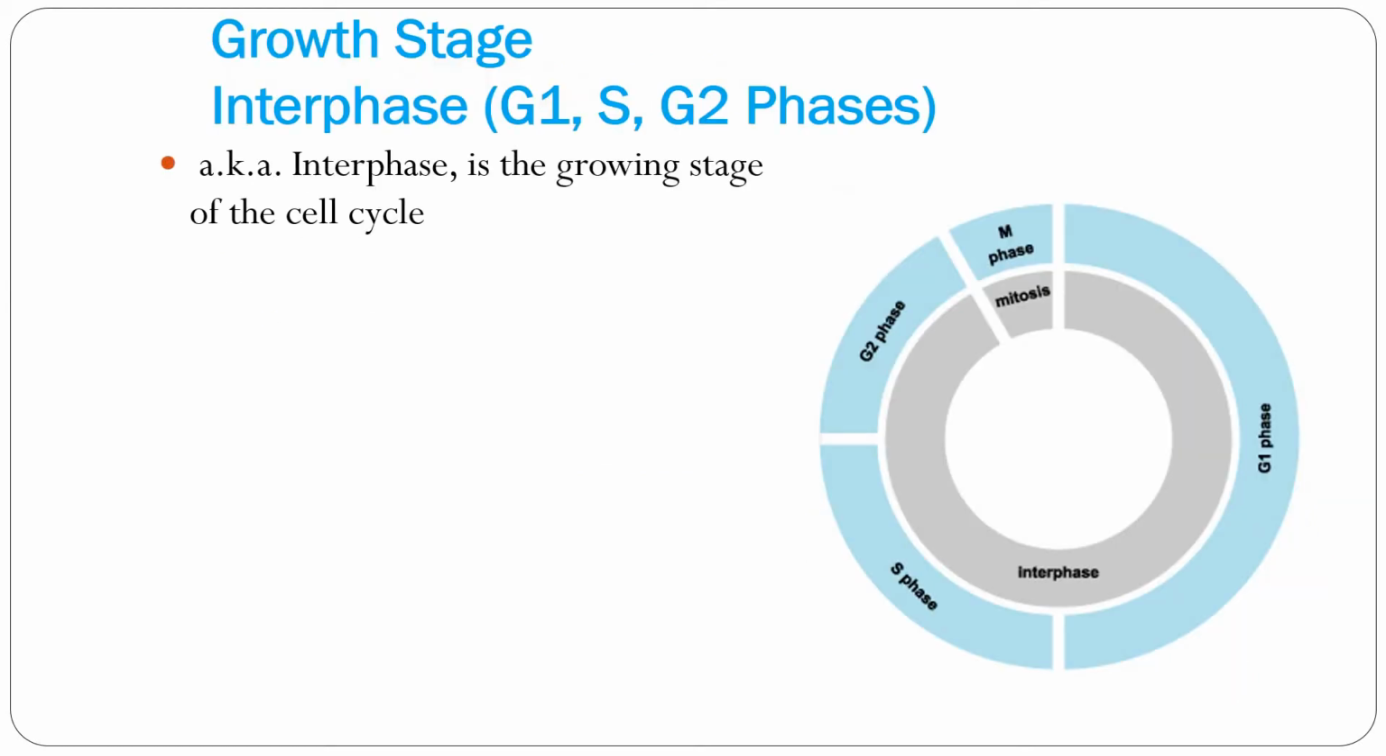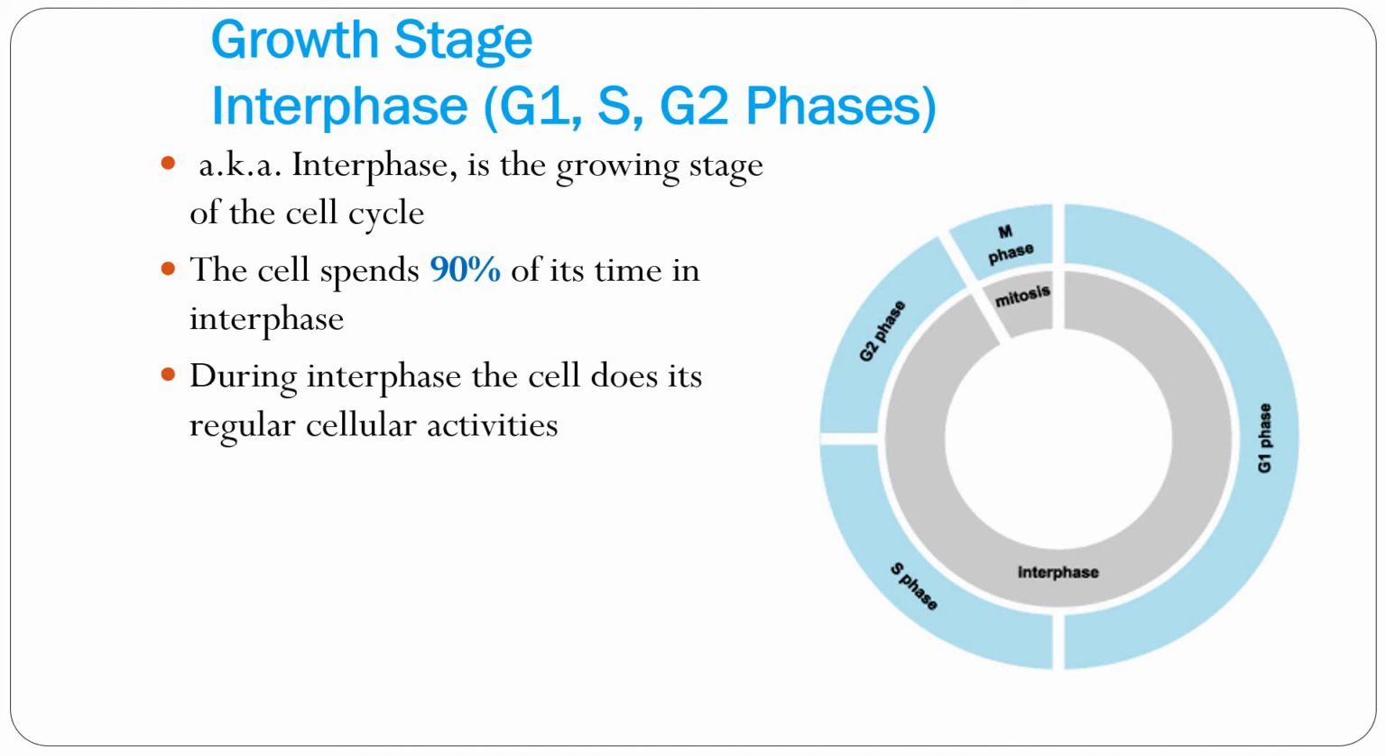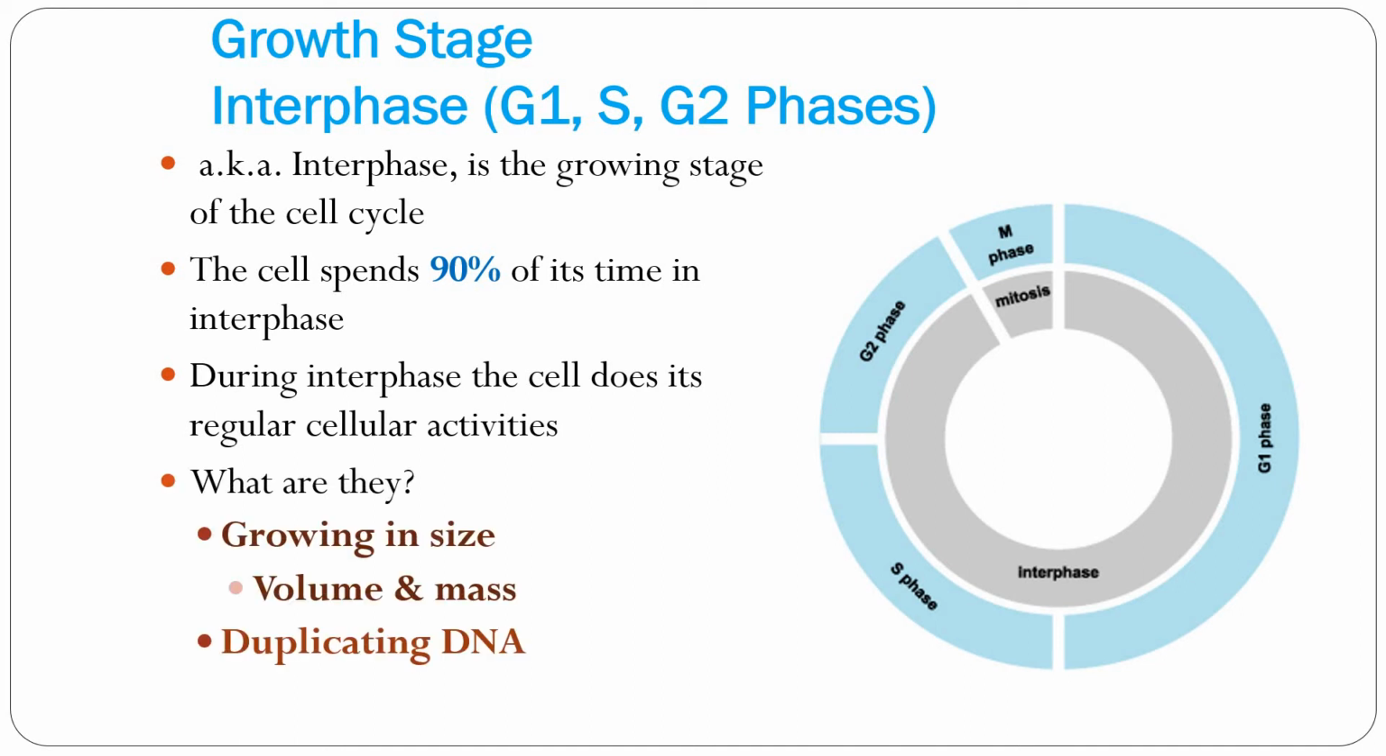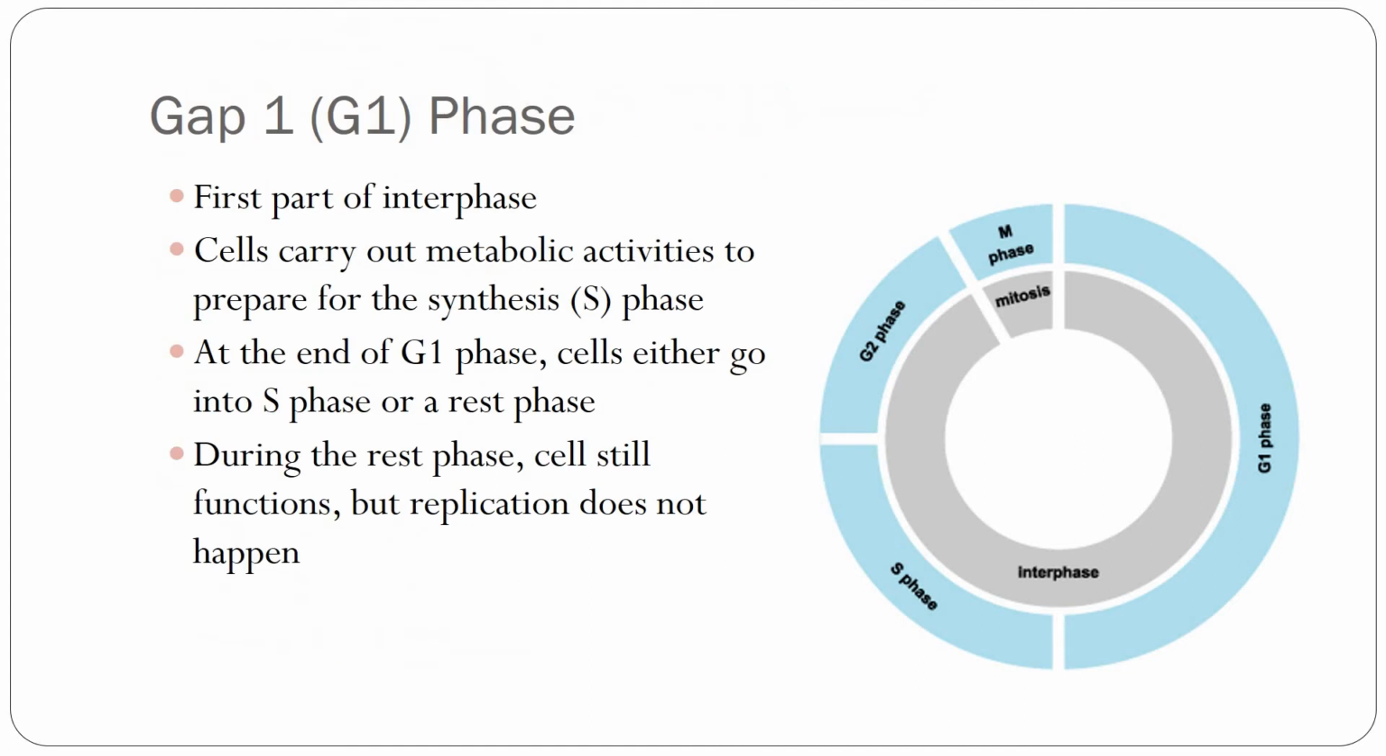So a little bit more of a review on this. As you can see, interphase is right here, takes part in this big chunk of the cell cycle, and it spends about 90% of the time in interphase because that's where it grows, prepares itself for the division of the nucleus and its organelles. And during interphase, the cell does all the regular cellular activities, and they will grow in size, volume, and mass, and that's where they duplicate their DNA.